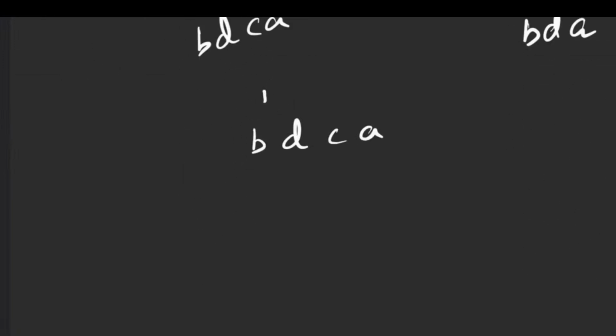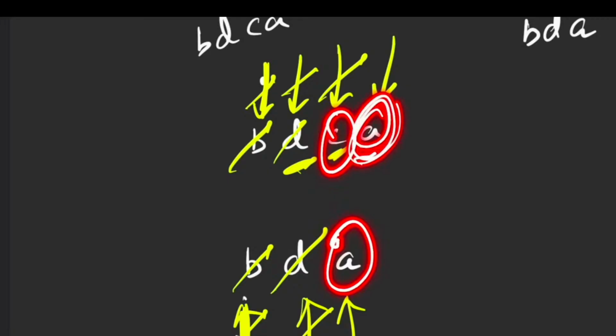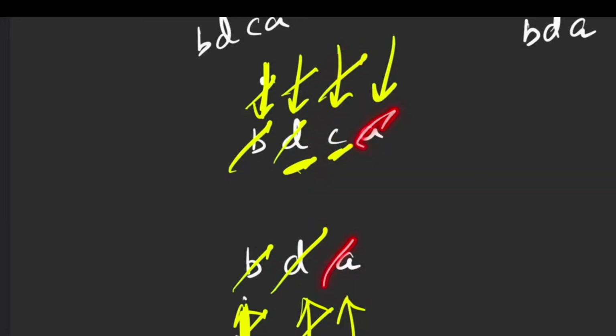You keep a pointer i over here, and you write BDA, and you keep a pointer j over here. Quite straightforward. Instead of i and j, let's just mark them as pointers. Are they matching? They are. Just move the pointer. Are they matching? They are. Just move the pointers. Are they matching? No. Just move the pointer. Remember this. The C did not match with A, so you just moved this pointer and not this. Are they matching? Yes. Just move the pointer.